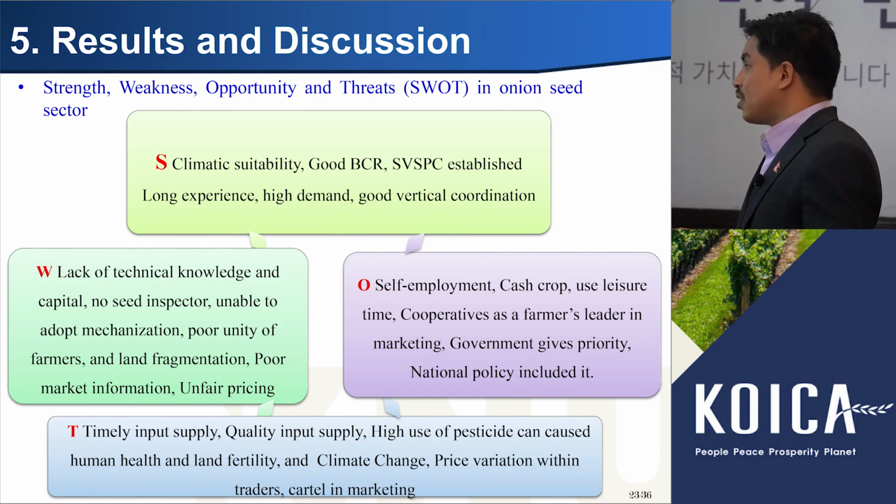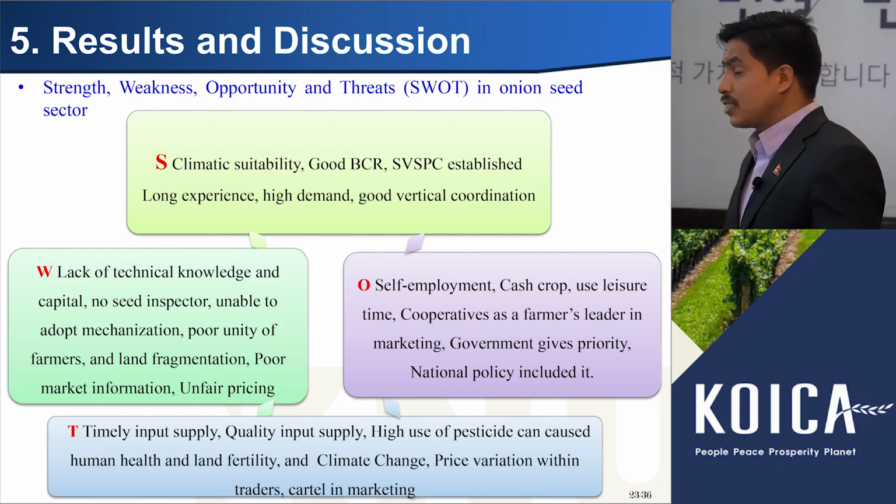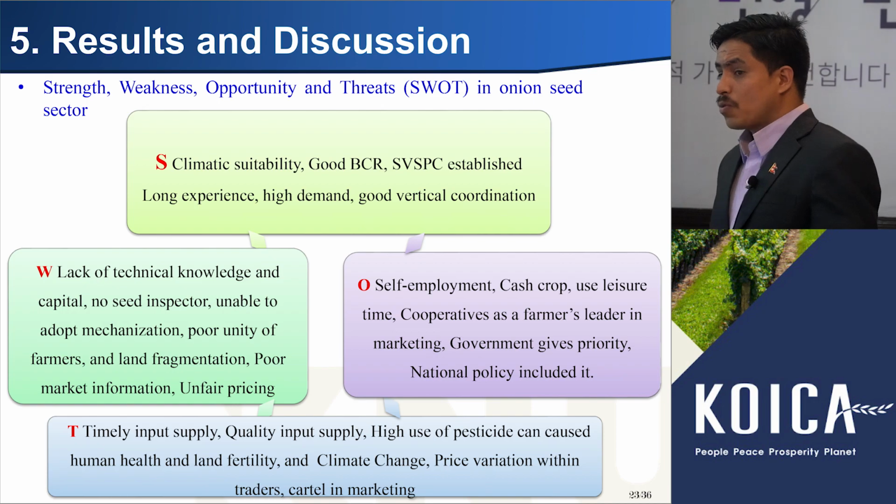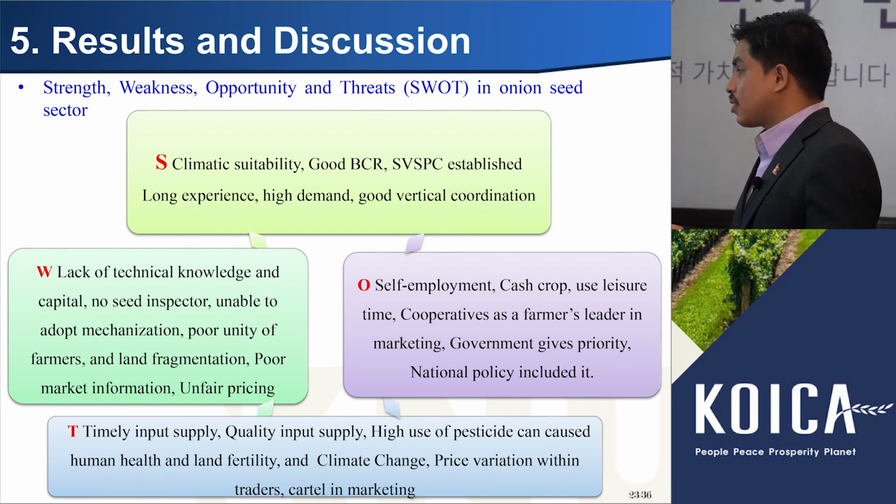The opportunities of these sectors are self-employment, cash crop, use of leisure time, cooperatives as farmers' leaders in the marketing sector, and government priority, with national policy including it. And the threats of these sectors are timely and quality input supply, high use of pesticide that can harm human health, land fertility and climate, price variation among traders, and cartel in the market.